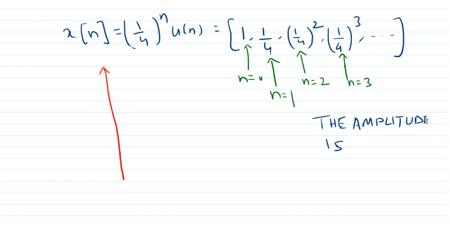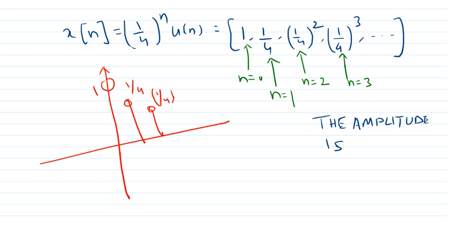So for n equals 0, the value is 1. For n equals 1, the value is 1 by 4. Then we have 1 by 4 square. Then we have 1 by 4 cube. So basically, when we increase the value of n, it is decreasing. The amplitude is decreasing.